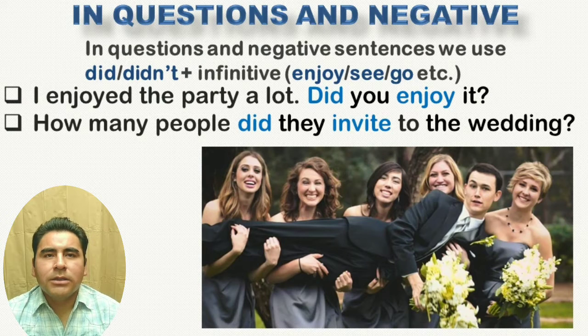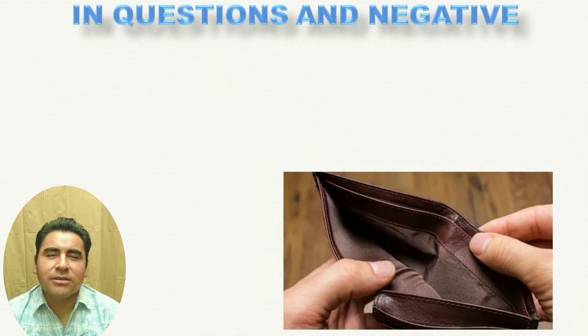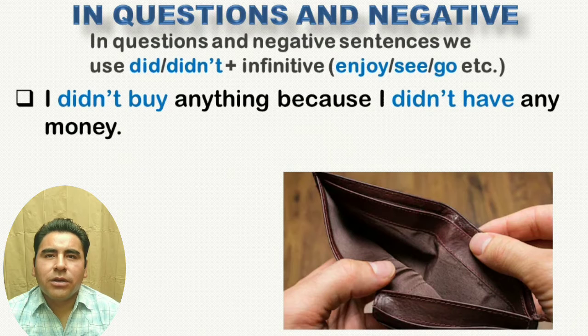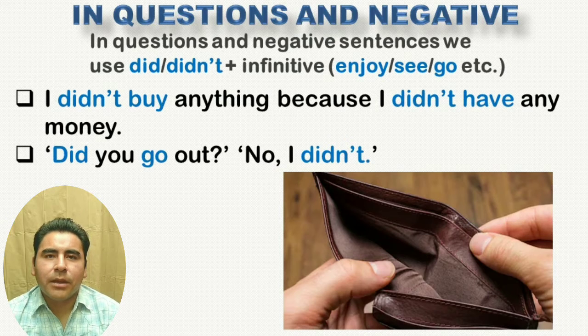Okay, let's move to another example. How many people did they invite to the wedding? Okay, also we are using did to make it a simple past question. Very nice picture. Okay, very funny also. Over here we also have: I didn't buy anything because I didn't have any money. Poor guy. That's very sad. Did you go out? No, I didn't.